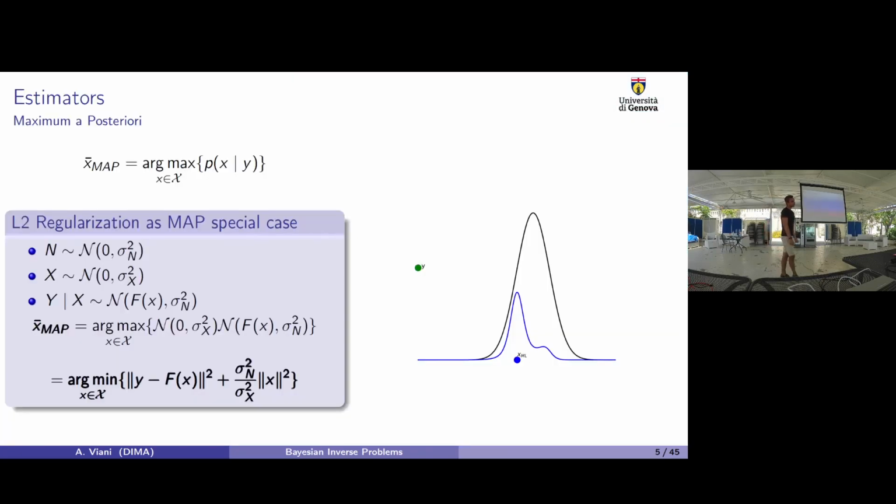Can you explain better the difference between the maximum a posteriori and the... Yes.